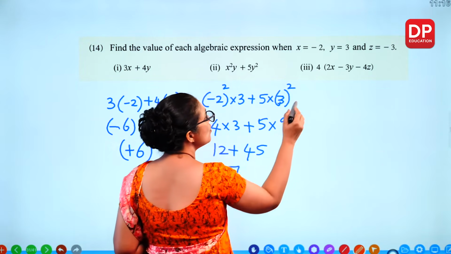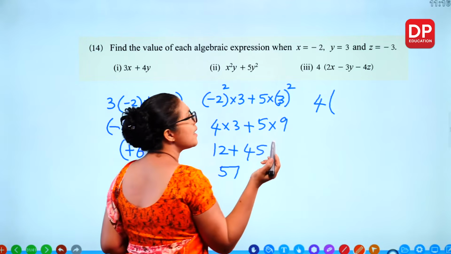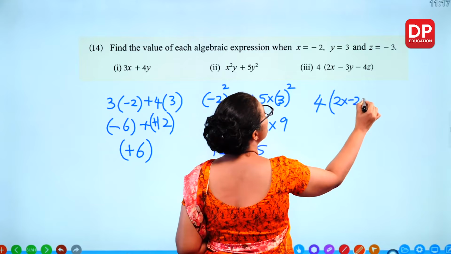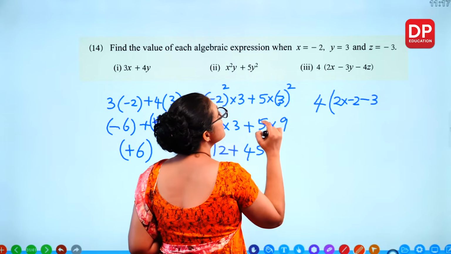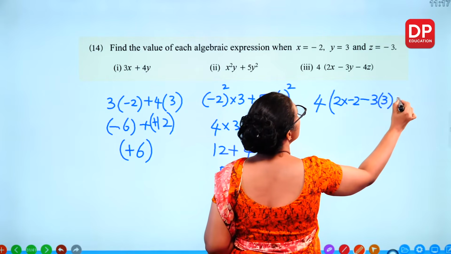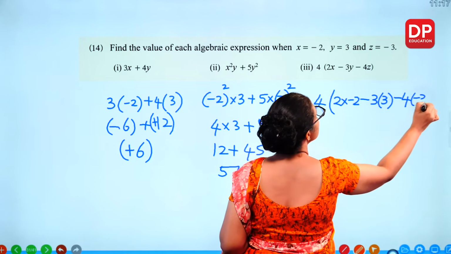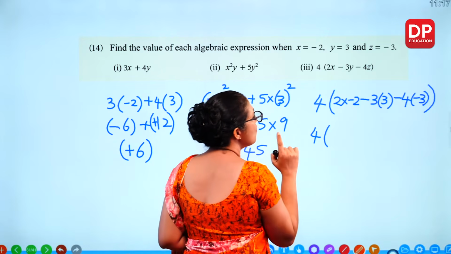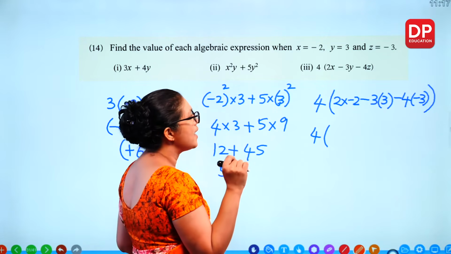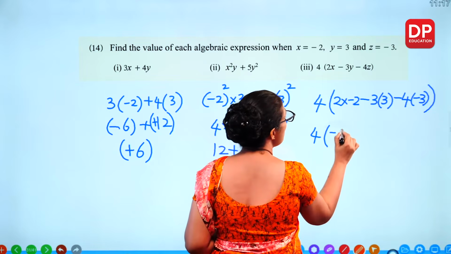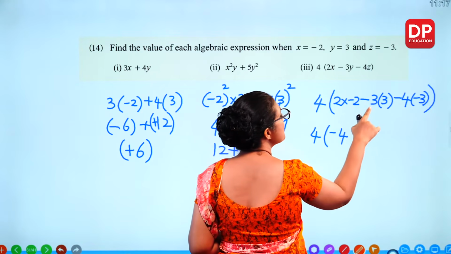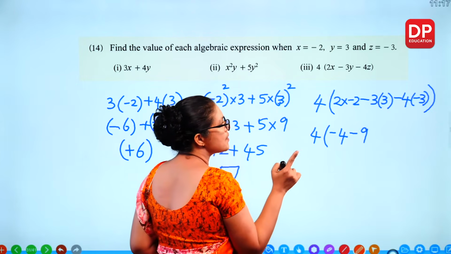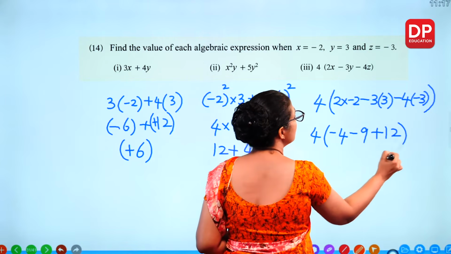This one we'll do inside and then multiply the answer by 4. 2 times minus 2, minus 3 times 3, minus 4 times minus 3. First, we'll simplify inside. 2 times minus 2 minus 4. 3 times 3, 9, and this minus 9. Minus 4 and minus 3, you get plus 12.